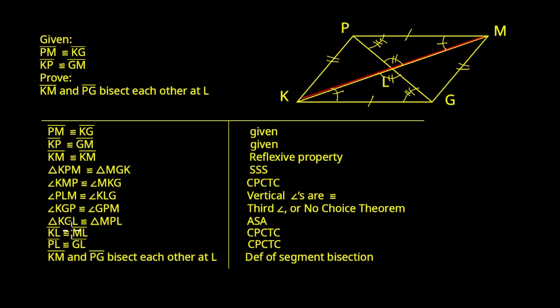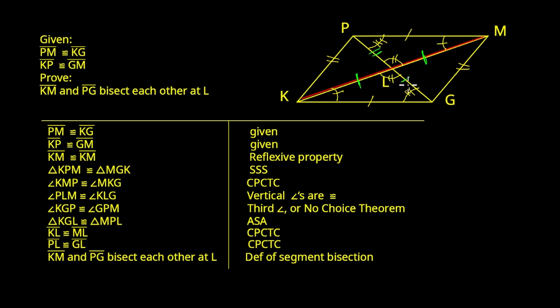Then KL is congruent to ML, CPCTC. We're going to do that in green to set it off a little bit more. KL and ML, corresponding parts of congruent triangles, are congruent. Next, PL is congruent to GL, again CPCTC. We'll do it in green to set it off.